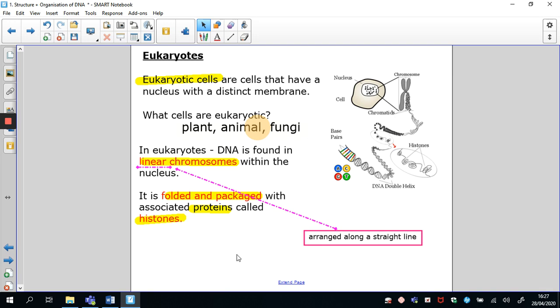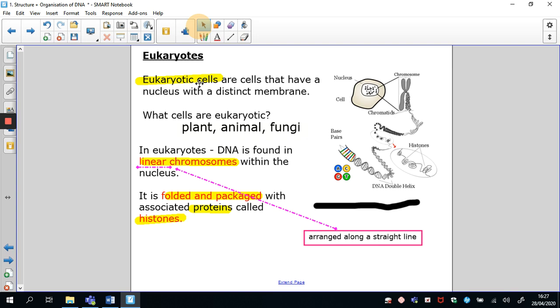So we know that in eukaryotic cells, like plant, animal, and fungal cells, we've got a nucleus, and that's where we find the DNA. We also know that it's in chromosomes. We know that we find the DNA in chromosomes in the nucleus. This word is new, linear. Now, linear means arranged along a straight line. So there is a start and an end. So we normally just draw chromosomes. You really don't have to be very good at drawing for this. There we go. There's a chromosome. It's a linear chromosome. It's got a start and it's got an end.